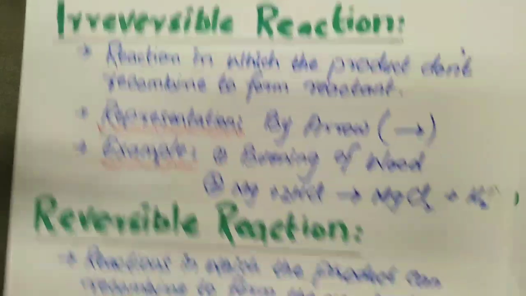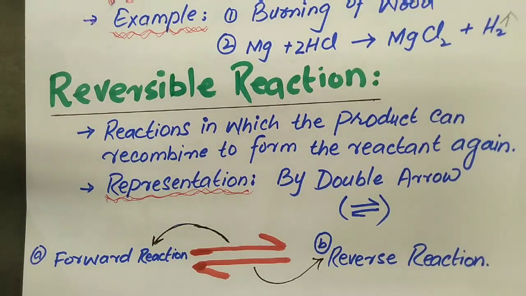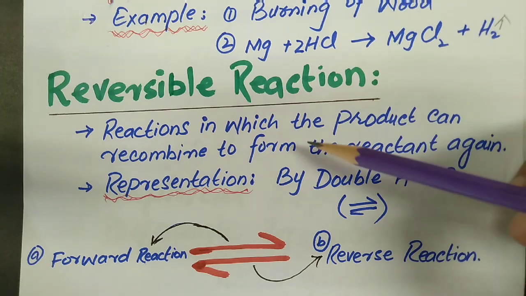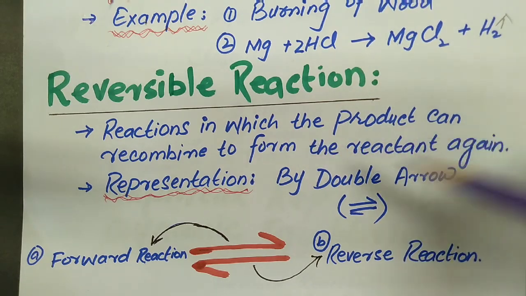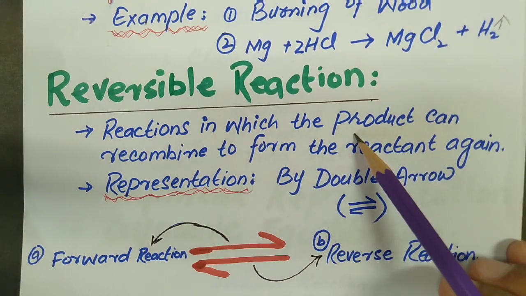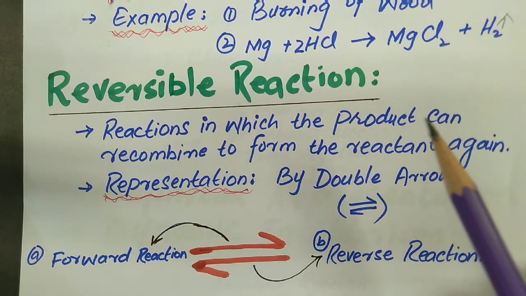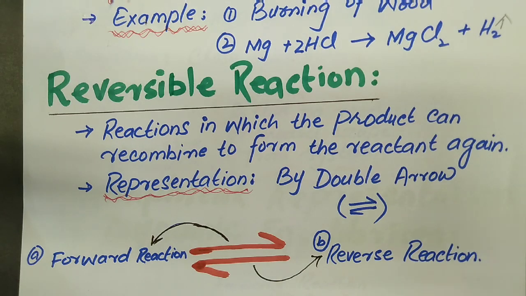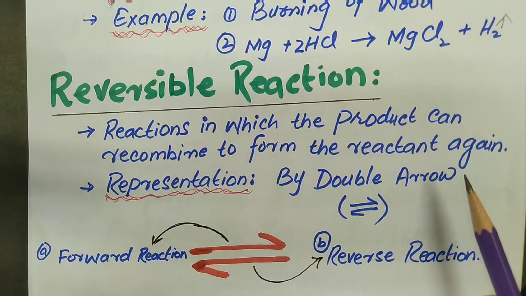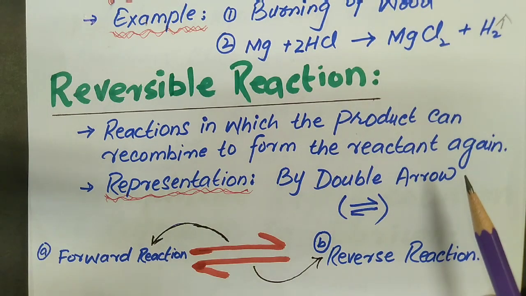Well, move ahead. Reversible reaction. What is a reversible reaction? This term is new to you. A reversible reaction is a reaction in which the product can recombine to form the reactant again. Generally, it happens that when the reactant reacts, it produces a product, and the product is final and doesn't react back. But in case of a reversible reaction, the products react with one another and convert back into the reactant again.